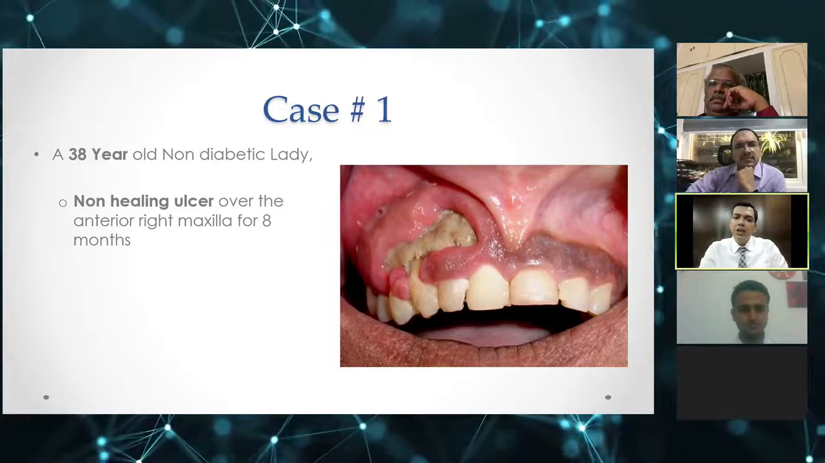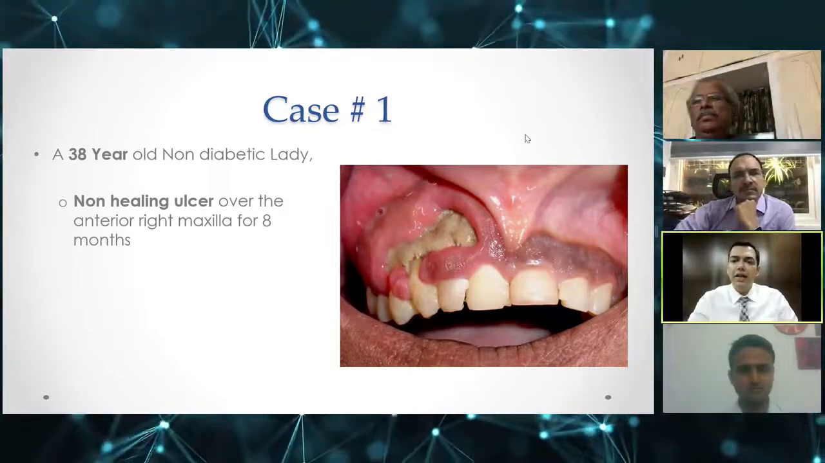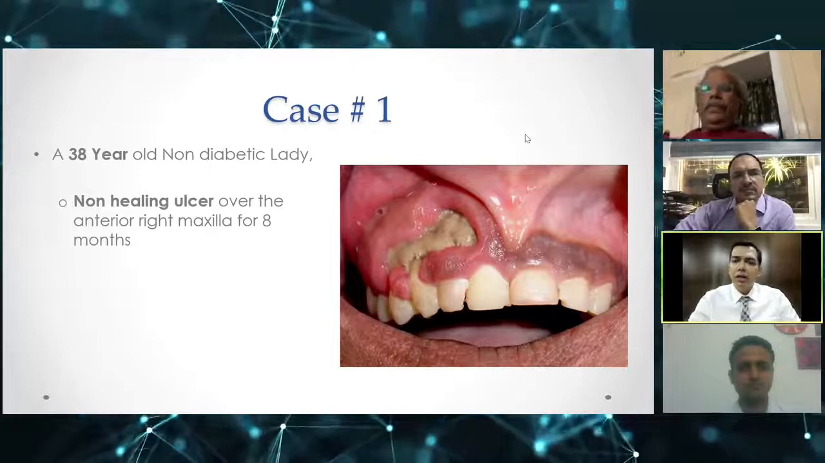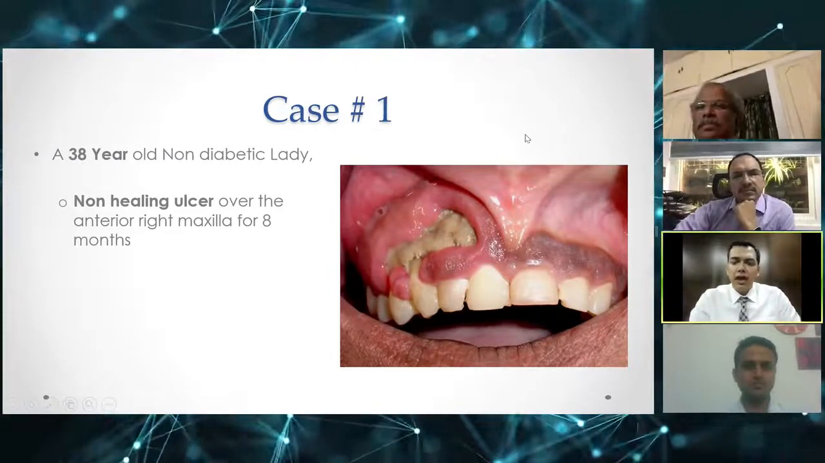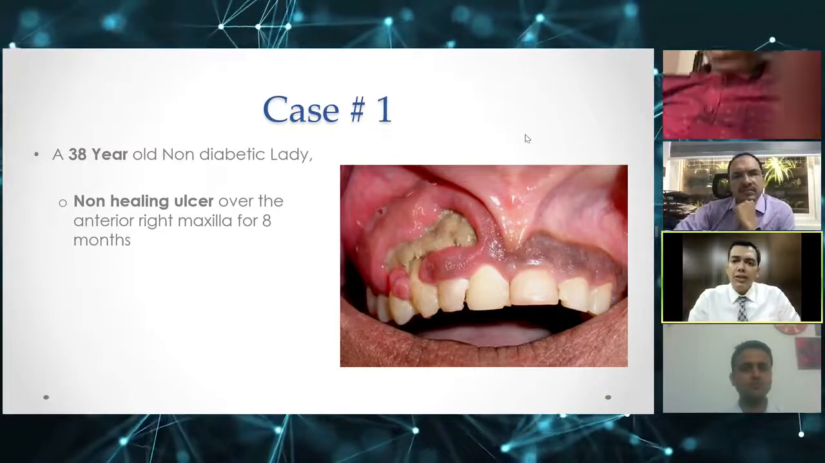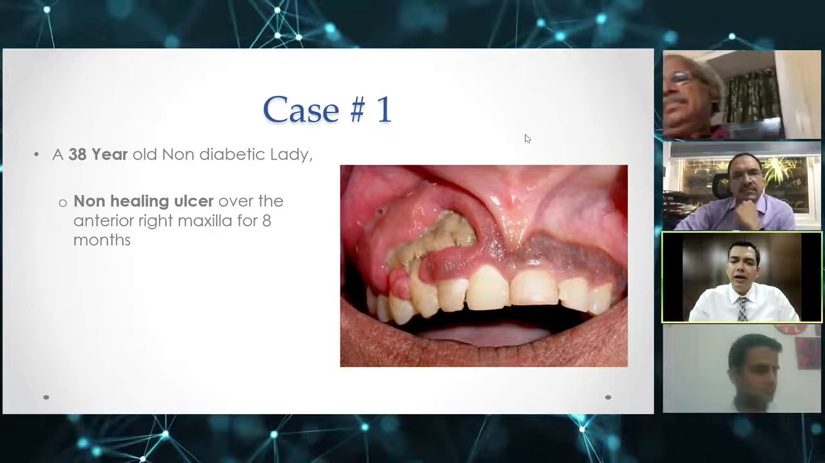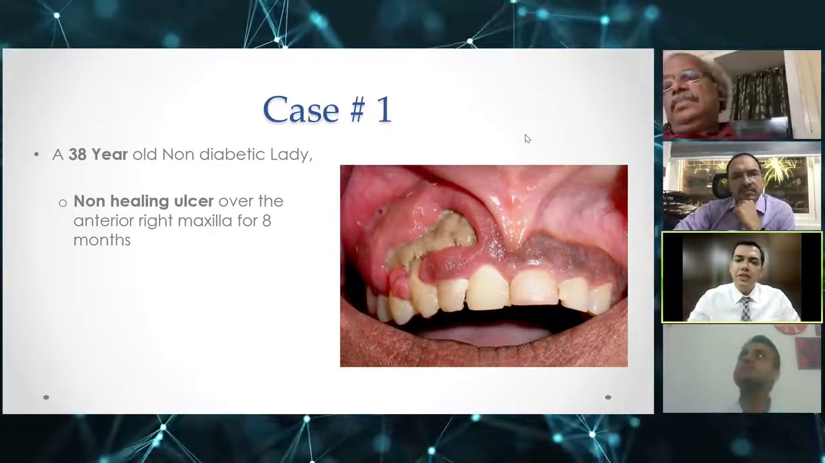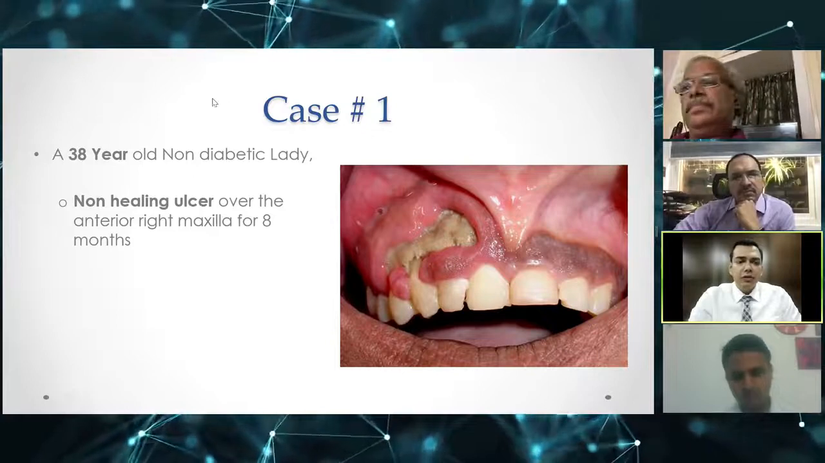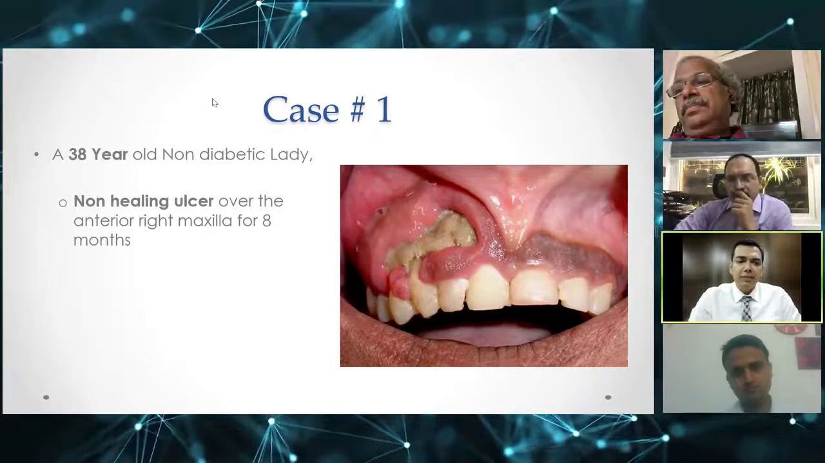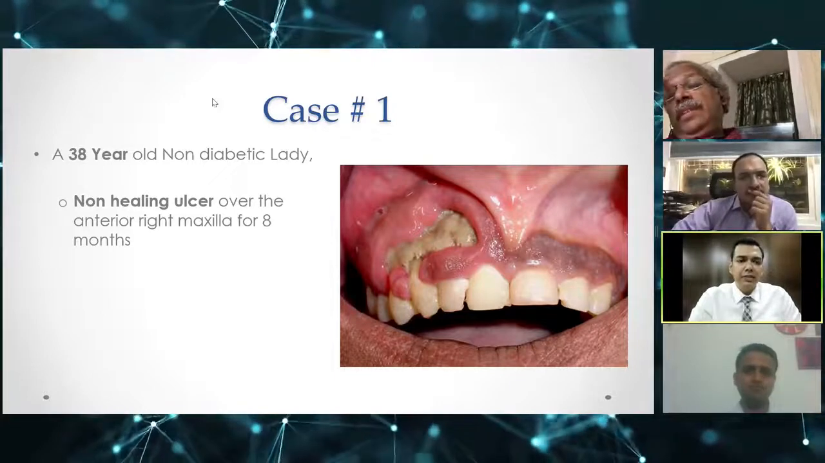So this is a 38-year-old lady with a non-healing ulcer over the right maxilla for the last 8 months. May I ask Dr. Manikandan, sir, can you elaborate what other things you will look for, as you were answering that question, in this lady? Is there anything specific in history that you would like to know? Anything that you would suggest we examine particularly when we encounter such a case in practice?